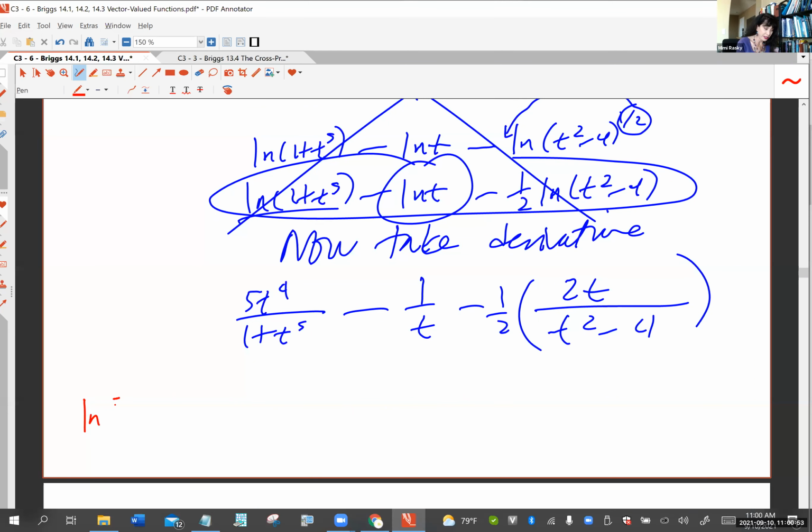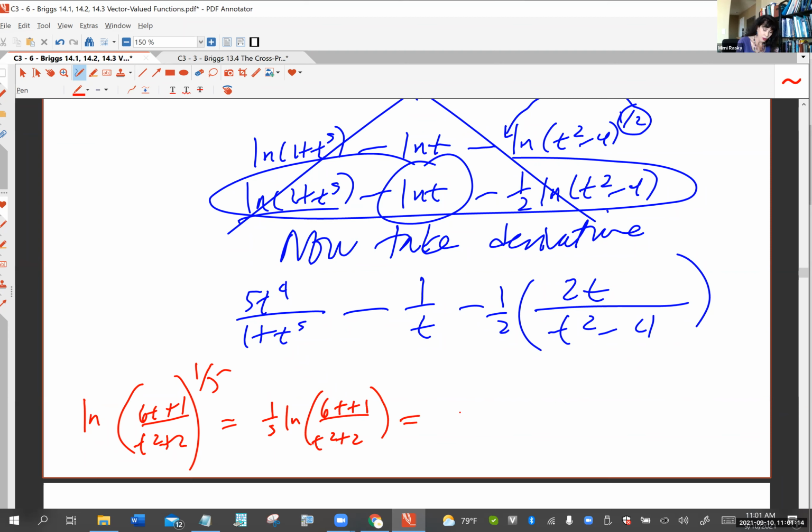If you have ln of the 5th root of (6t plus 1) over (t squared plus 2), you want to expand that. And I would rewrite this 5th root as the whole thing to the 1/5. And then if I expand it, I would get 1/5 ln of the quotient. But then I could rewrite the quotient as a difference of logs, right? And then distribute your 1/5.